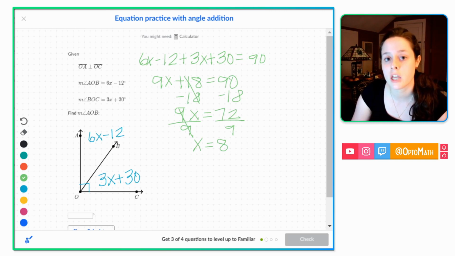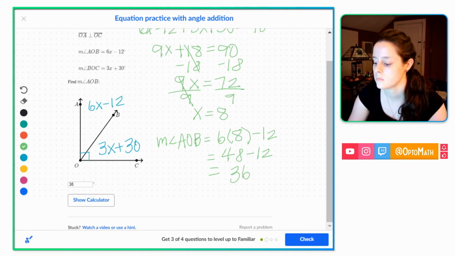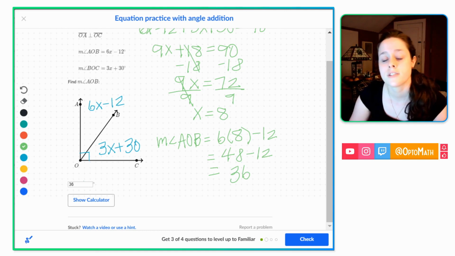Now we've solved for the value of x, and we just need to substitute that value in for the measure of angle AOB, which is 6x minus 12. So we have substituted x, and we found that the value of angle AOB is 36 degrees. So let's see if we're correct.